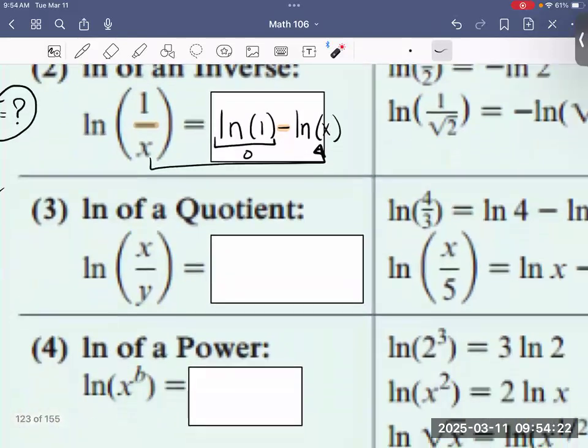Now, your quotient rule is very similar to that. It's just meaning that there's not so much of an inverse property. Instead, what's doing the subtraction is doing the division, and we have multiple ln's here. So that division turns into subtraction.